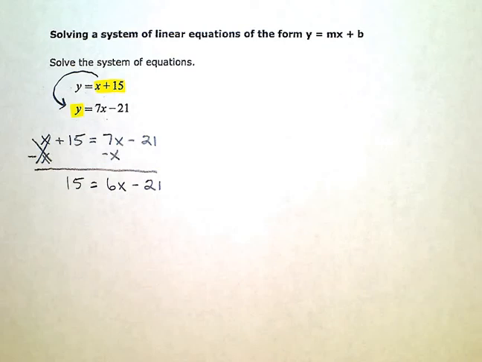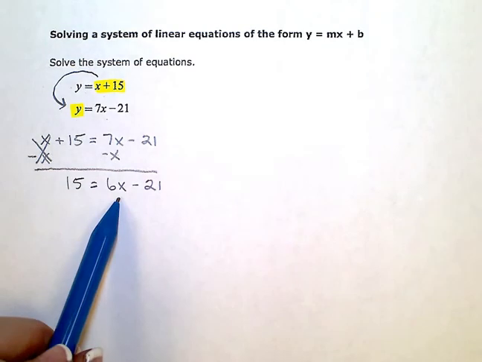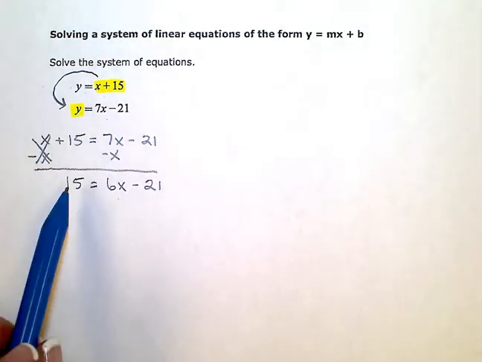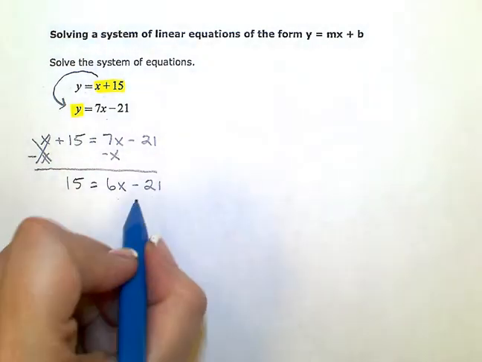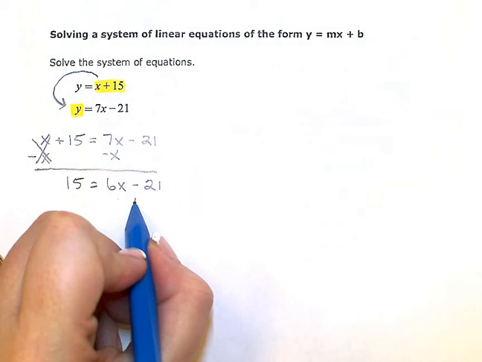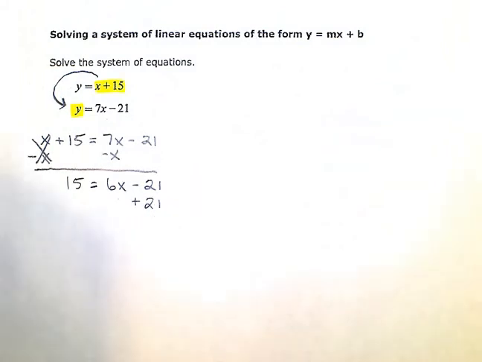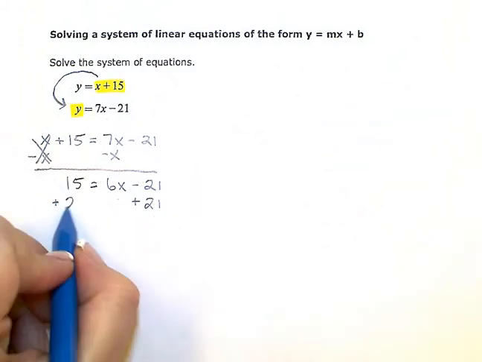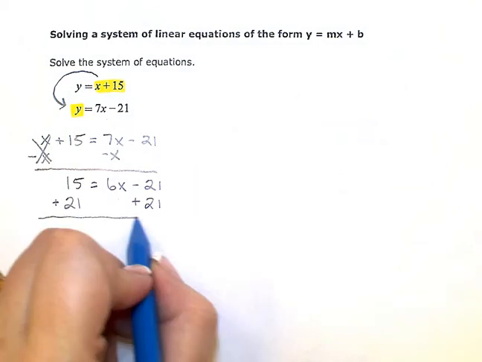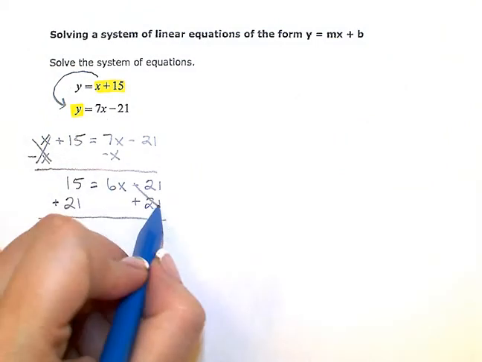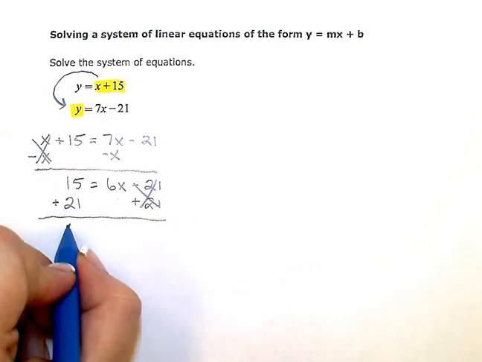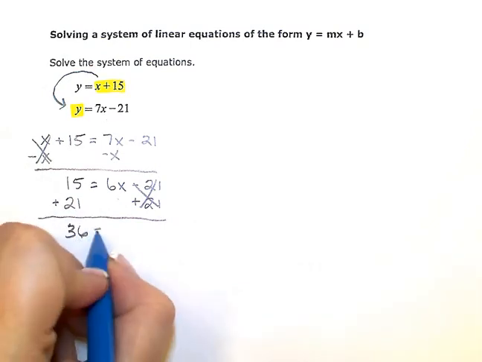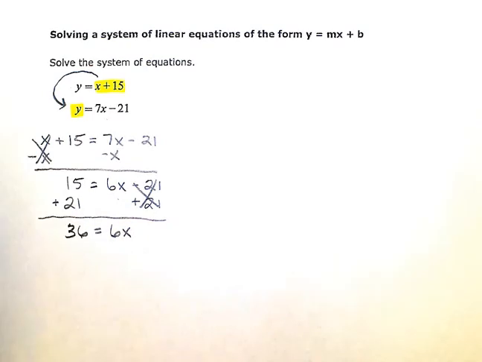So now I only have a variable here on the right, but I have constants on both the right and the left. So now I need to zero out this constant, the negative 21, by doing the inverse operation, or adding 21. Then keep my equation balanced by doing the same thing on the other side of the equals. And when I simplify, I'm going to have 36 on the left, 6x on the right.